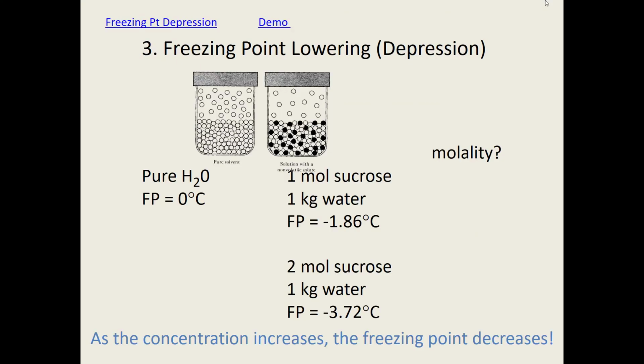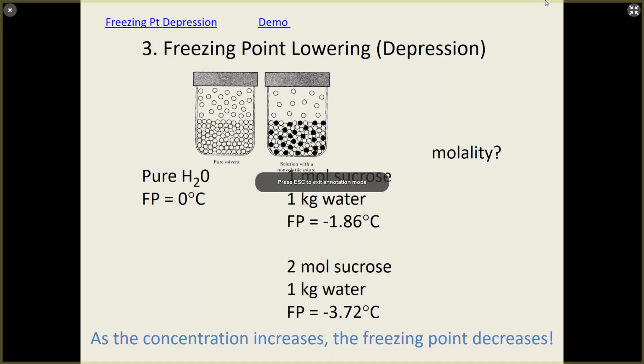Our third colligative property is freezing point lowering, or freezing point depression. And again, we're going to look at the molality. So this is done experimentally in the lab. If I take 1 mole of sucrose and 1 kilogram of water, that is a 1 molal solution, I find that my freezing point goes down by 1.86 degrees.